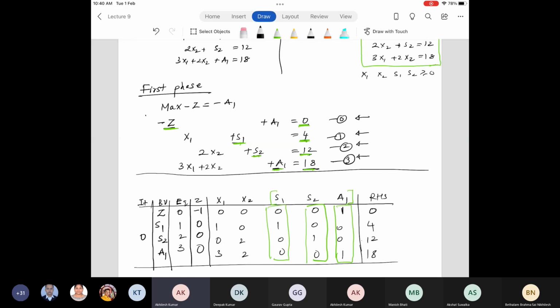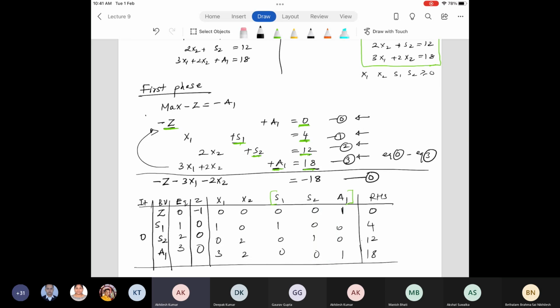What I will do, you just need to do equation 0 minus equation 3. That will give you minus g minus 3x1 minus 2x2. A1 will cancel off. So I'm subtracting equation 3 from equation 0. A1 goes away, I get minus 18. I asked you to review a little bit so that I could do this easily. So this is my equation 0 now. So what we have done is just subtract.